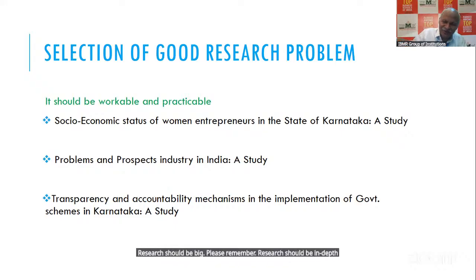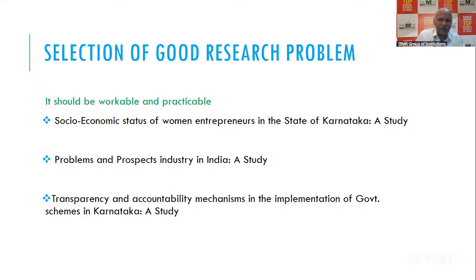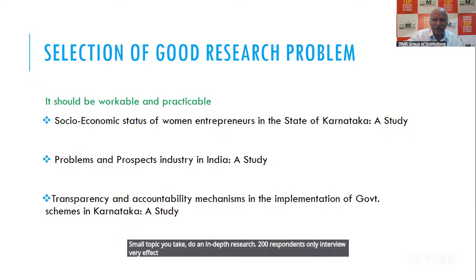Research should be in depth. Research should bring out as much outcome as possible. Surveying 3,000 respondents or surveying 300 respondents, which one do you prefer? See, the topic should be as micro as possible. Research should be as in-depth as possible. Take a small topic and do in-depth research. Interview 200 respondents very effectively, instead of going for 3,000 respondents and sending a Google questionnaire through computer and analyzing data sitting here.